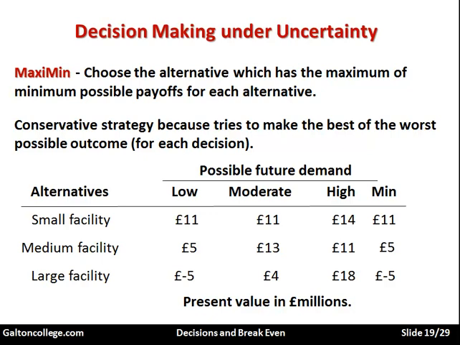Now the maxi-min means take the maximum of the minima. Now we found the minima, it's 11, 5 and -5. So taking the maximum means the decision maker should opt for a small factory or a small facility and go for the 11. That's the best outcome. So that's one decision rule, maxi-min. And we can see how maxi-min works. Once we have the payoff matrix, then we can work out what the factory size should be using the maxi-min rule.